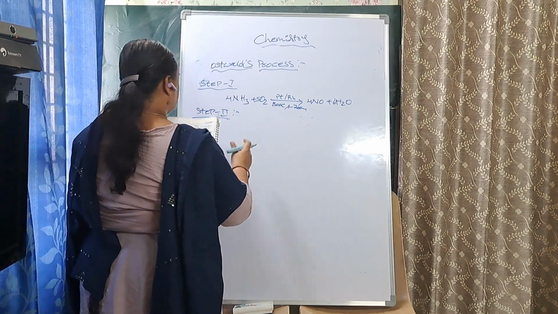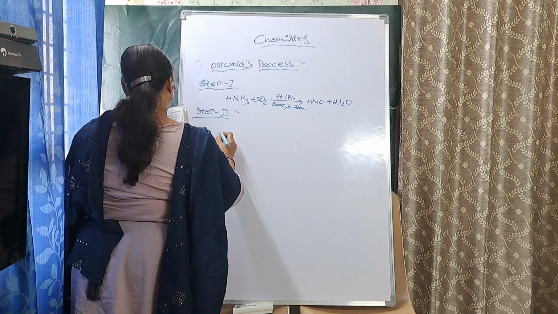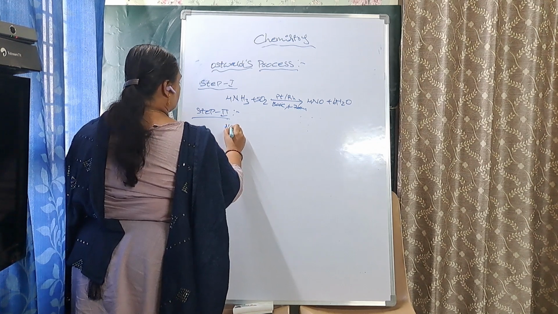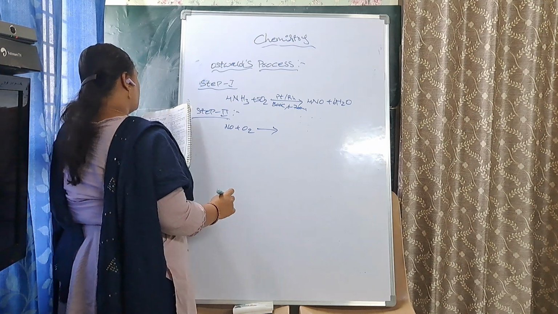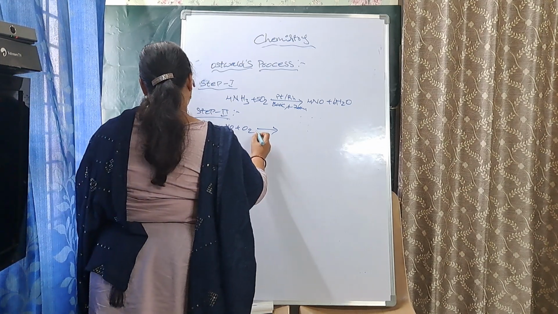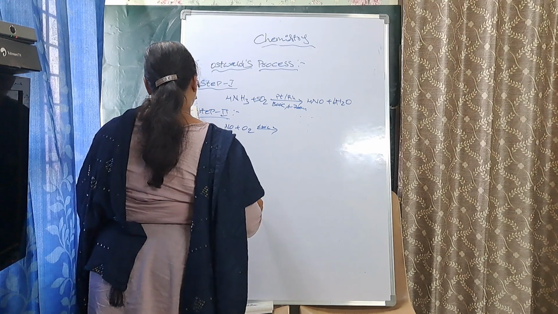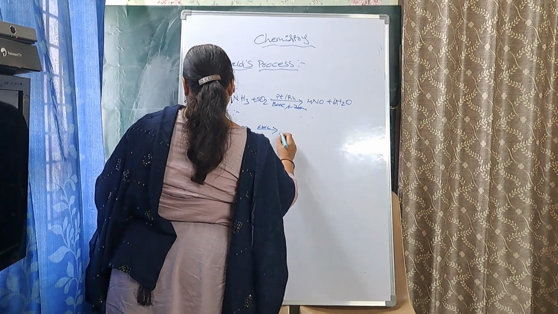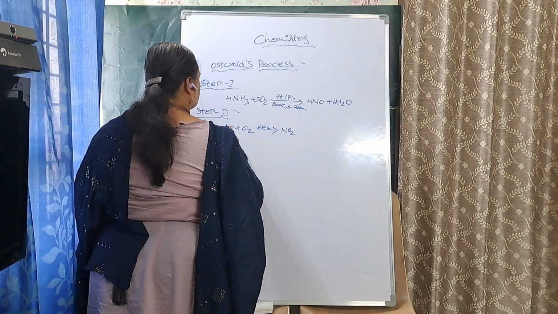So in step 2, the nitric oxide reacts with oxygen in the presence of less than 100 degrees centigrade, so we get nitrogen dioxide.